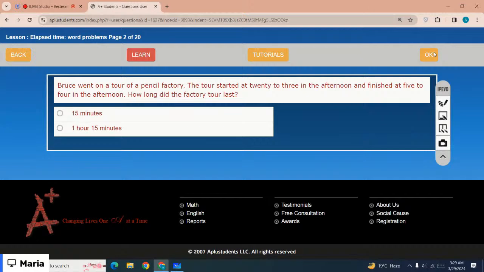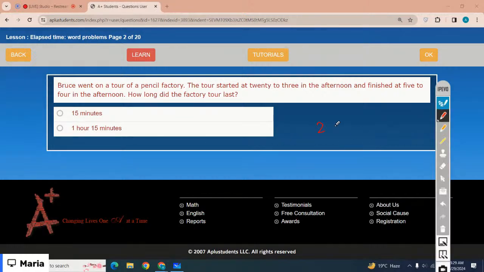The tour started at 20 to 3, right? That means the tour started at 2:40 and finished at 5 to 4. That means 3:55, because you have 5 minutes to 4. So you need to find the time. So 3 minus 2 is 1 and 55 minus 40 is 15 minutes. It took 1 hour and 15 minutes. Option number 2 is the correct option, right?